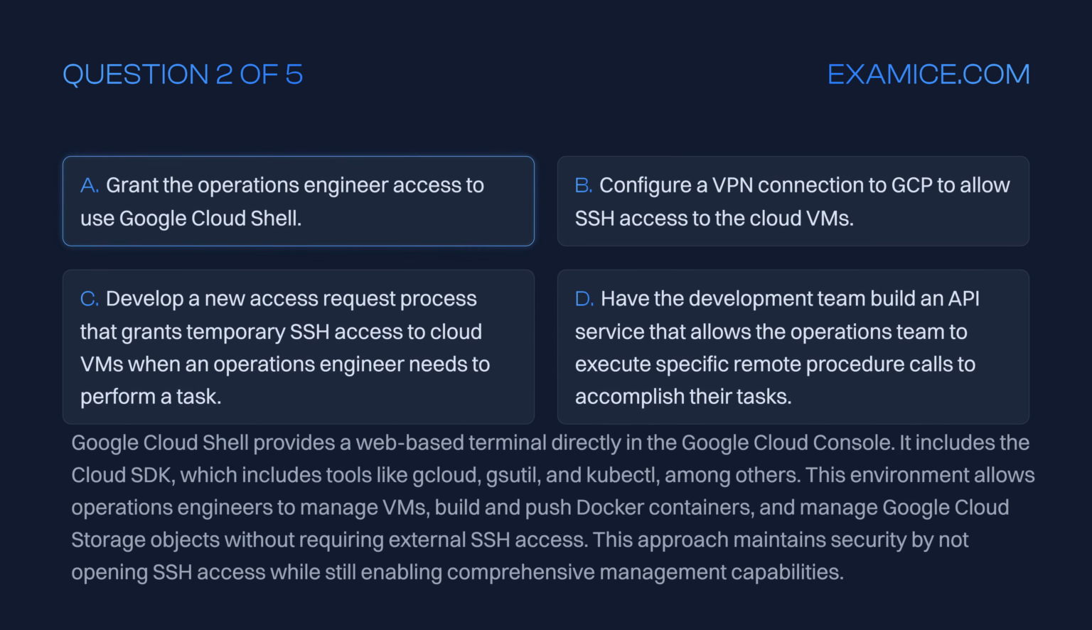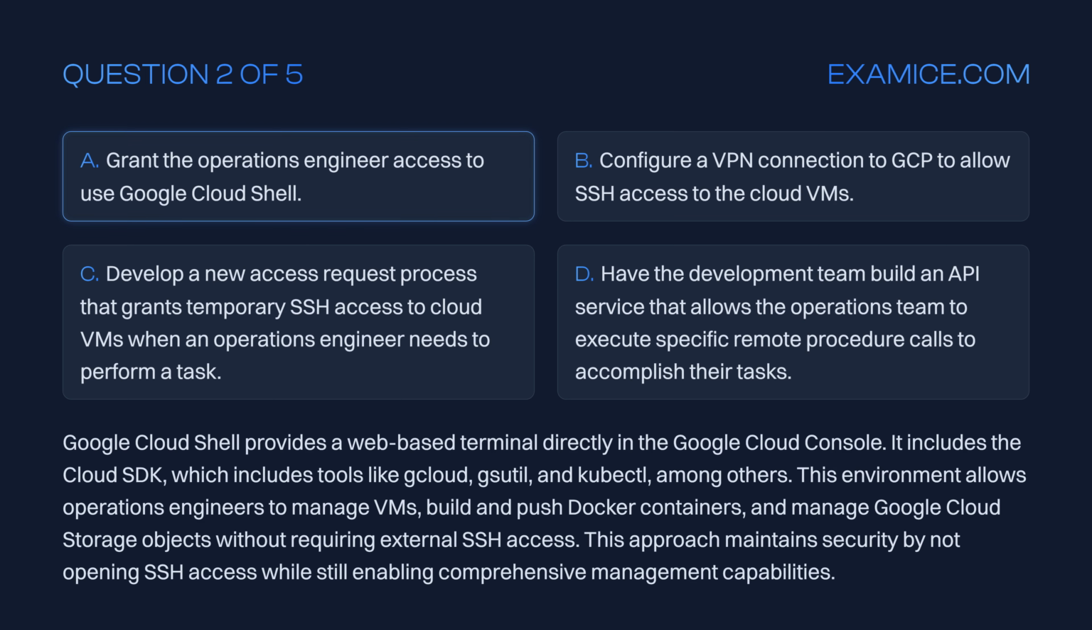The answer is option A. Google Cloud Shell provides a web-based terminal directly in the Google Cloud Console. It includes the Cloud SDK, which includes tools like gcloud, gsutil, and kubectl, among others. This environment allows operations engineers to manage VMs, build and push Docker containers, and manage Google Cloud storage objects without requiring external SSH access. This approach maintains security by not opening SSH access while still enabling comprehensive management capabilities.